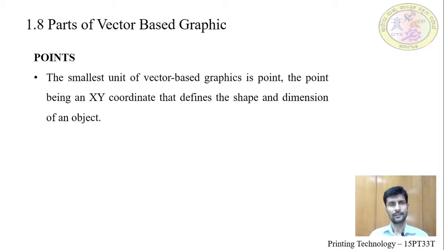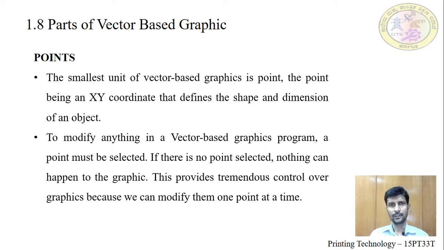Points. The smallest unit of vector-based graphics is the point. Without the point, we cannot do anything in vector-based graphics. The points, beginning with x and y coordinates, define the shapes and dimensions of the object. To modify anything in vector-based graphics, the point is very important. Without a point, if you select anything, no changes can happen. The point gives tremendous control over graphics because we can modify them one point at a time.